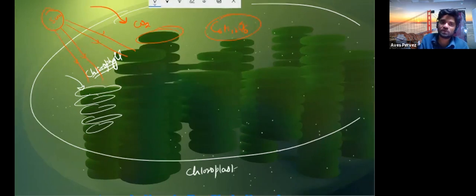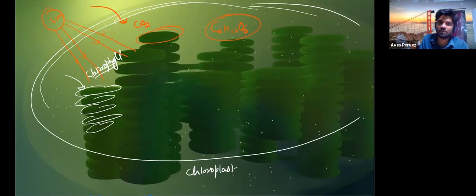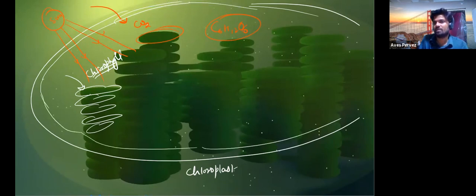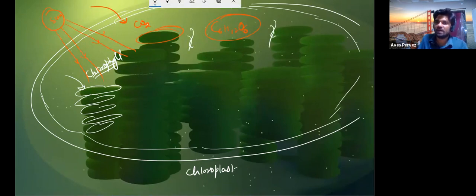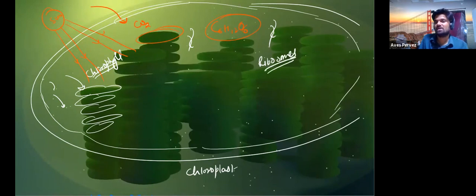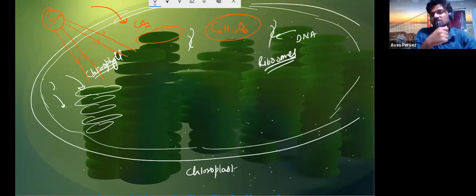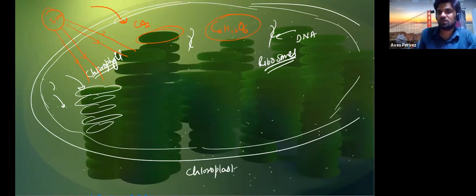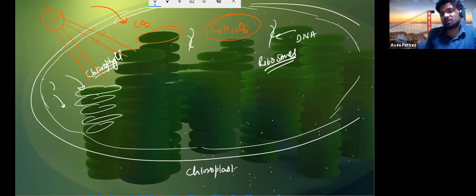The chloroplast is also double membranous, like the mitochondria. It also has a double membrane, and moreover, it has its own DNA, and you see there is a dot-like structure here. It also has its own ribosomes, which are responsible for the synthesis of protein. So the chloroplast has its own DNA, like the mitochondria, and its own ribosomes.